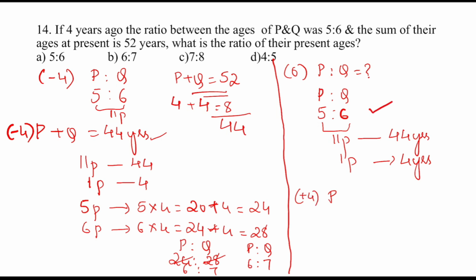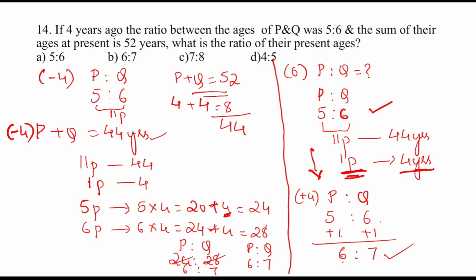So to come to present year, we have to add 4 years, isn't it? We know 4 years is one part. That means we can directly add parts here, one part here, what we had done in earlier sum. So directly 5 plus 1 is 6, 6 plus 1 is 7. Because 4 years is one part, instead of adding 4 years, I can directly add parts. So 6 is to 7 is the answer.